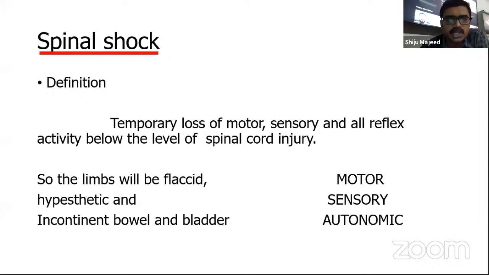So when you examine the patient, the limbs will be flaccid, the motor system will be flaccid. There will be altered sensation of hyperesthesia, and you may have noticed that many of them will pass urine or feces on their own. So there will be incontinent bowel and bladder. So again, repeating, the limbs will be flaccid, hyperesthetic, and incontinent bowel and bladder. So this is the definition: it is a temporary loss of motor, sensory, and all reflex activity below the level of spinal cord injury.